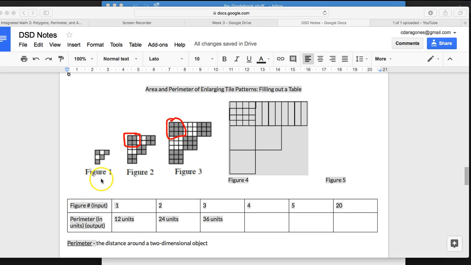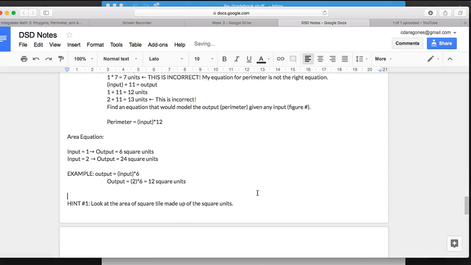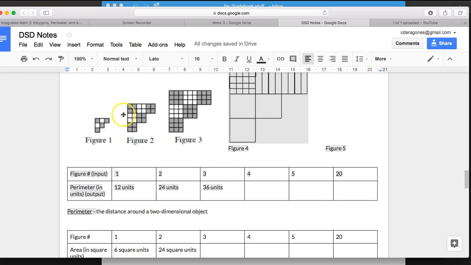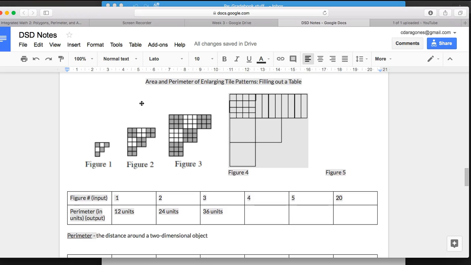My second hint, hint number 2: how many of those square tiles are there? Does this relate to the figure number and the area? Okay, so now that I'm hoping you're noticing these square tiles, try to think about how they might be related to the figure number and to the ultimate output, which is the area. Go ahead, use these 2 hints, spend some time on this, brainstorm, talk about it with your classmates, and figure out an equation for the area of any given figure.